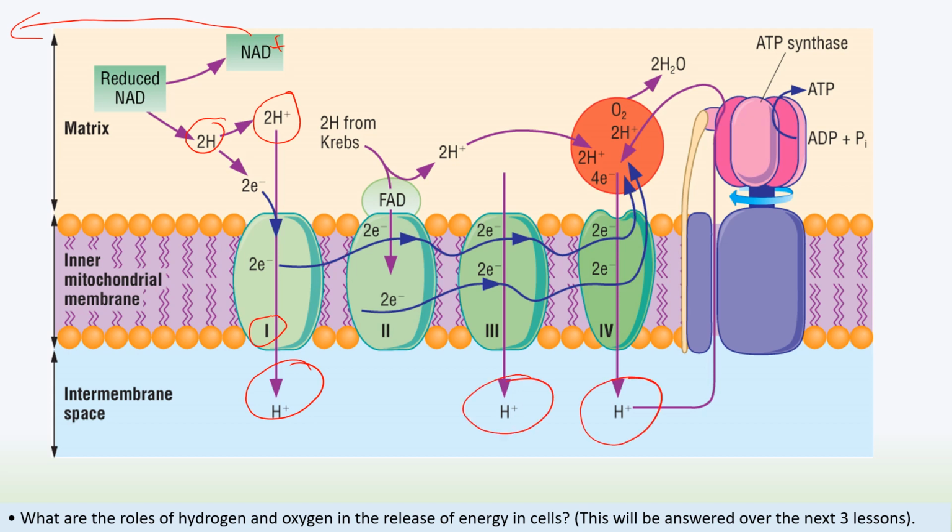This then builds up a proton gradient in the intermembrane space, and the proton gradient then wants to diffuse back across the inner mitochondrial membrane, but it can only go through the ATP synthase with a proton motive force, which means that a conformation change of the protein happens, forcing ADP together with phosphate to make ATP.